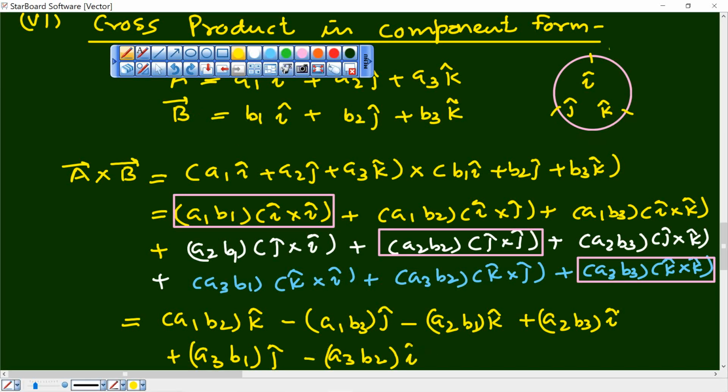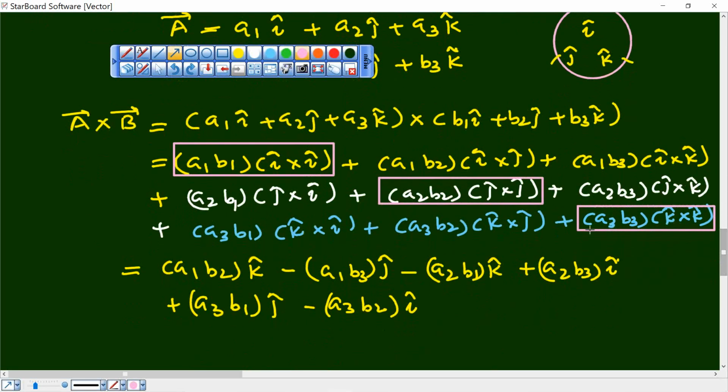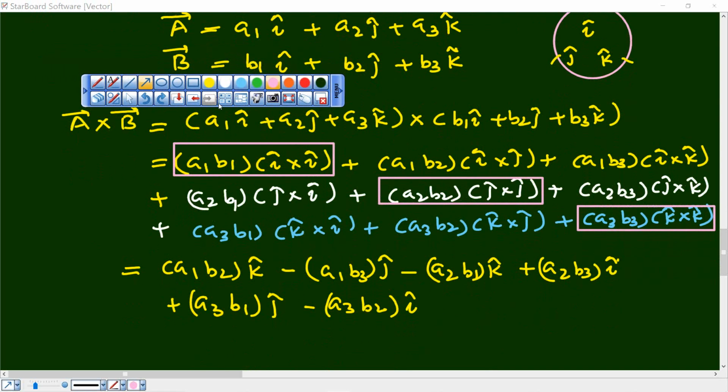So we have 6 terms surviving, out of which 3 are negative. Can you see that these 3 are negative and the rest 3 are positive? If I club them all and take I cap, J cap, K cap common, what will I get? Look at the I cap terms, over here and here: A2 B3 and A3 B2. So I get A2 B3 minus A3 B2.